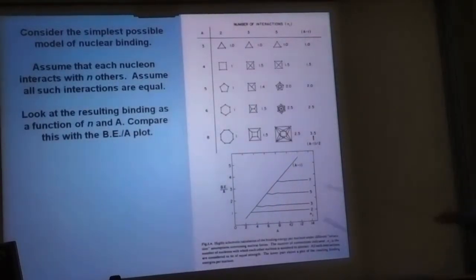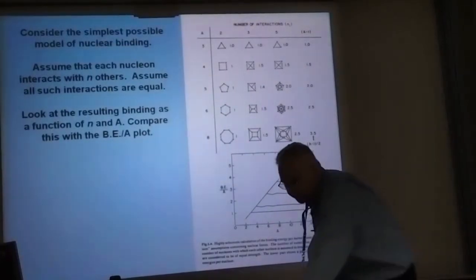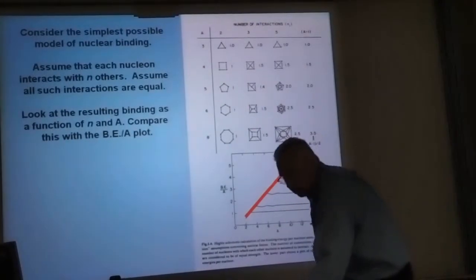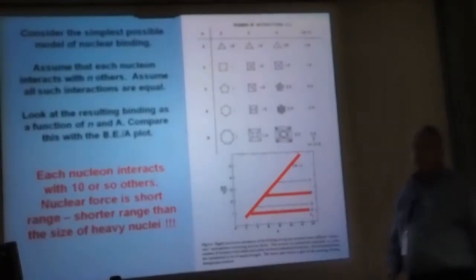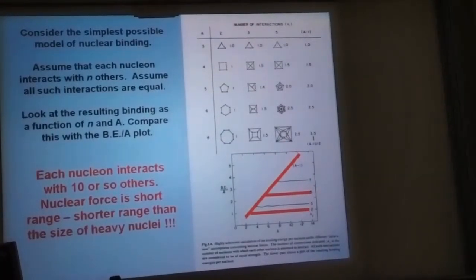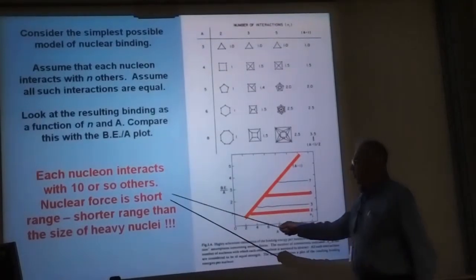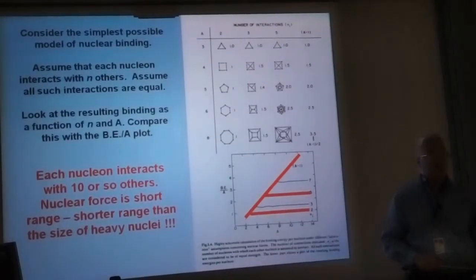And so what this tells us, this trivial simple model, is that each nucleon interacts with 10 or so others. No, don't quibble about 10 or 15. I mean, it's a few others. And that means that the nuclear force is effectively short range, shorter than the size of heavy nuclei.